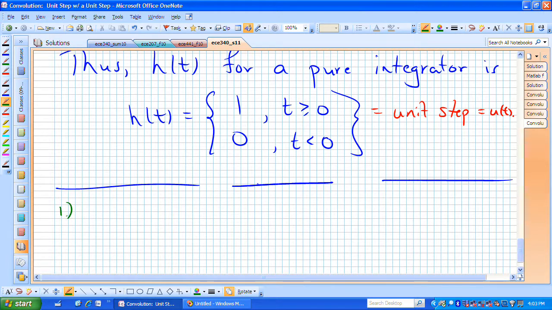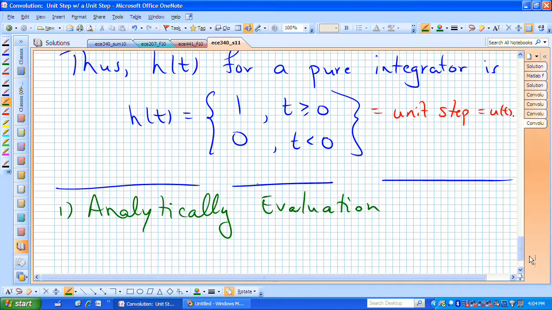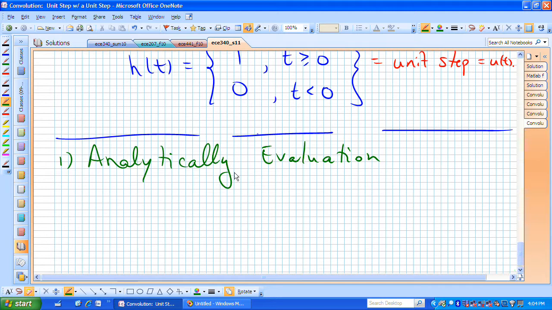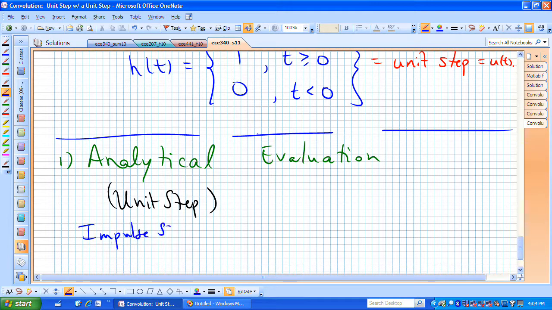And we're going to solve this now 3 different ways. Let's do it first analytically with just our integration definition. So maybe I should say the analytical evaluation. I wanted to say evaluation analytically, but now we have this unit step, and that's the impulse response of our system, which in this case we know is the impulse response of an integrator.